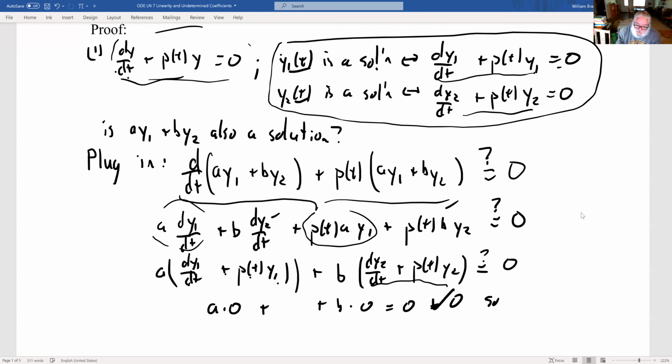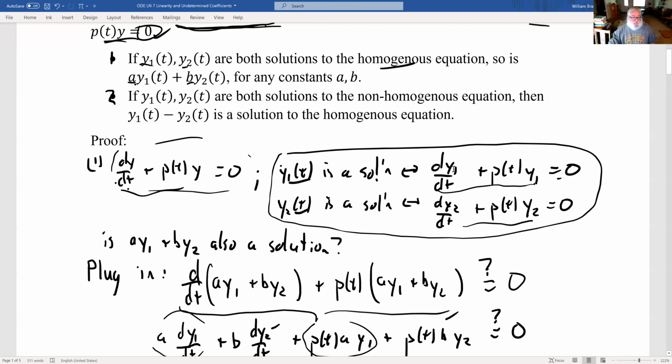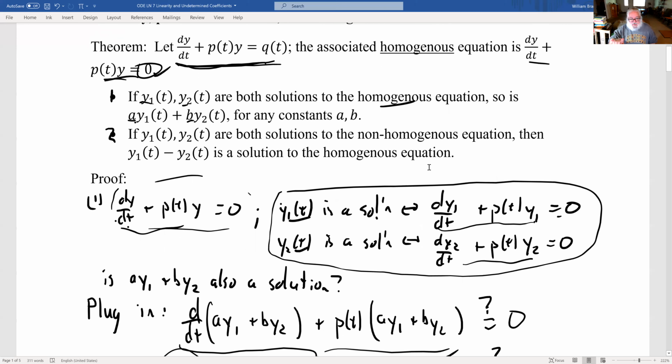Yes. So if I have two solutions to the homogeneous equation, I can multiply whatever constants I want, add them together, and I get another solution. Excellent. So suppose I have two solutions to the non-homogeneous equation. That means I've got a q(t) that might not be equal to 0. Well, we know about any two solutions to a non-homogeneous equation. What that means is that the difference solves the homogeneous equation.